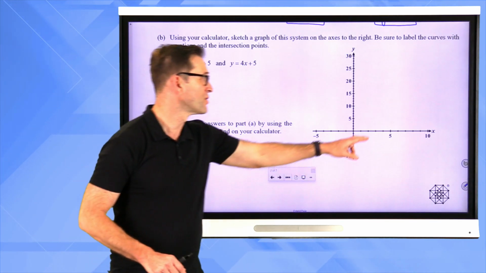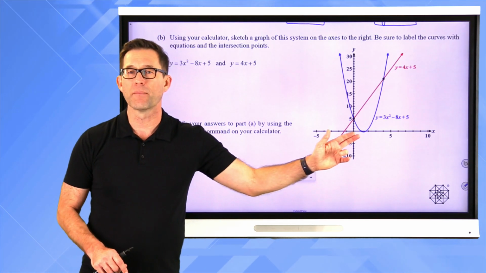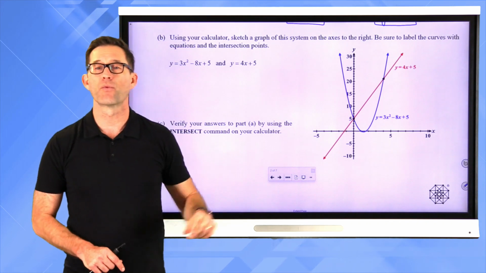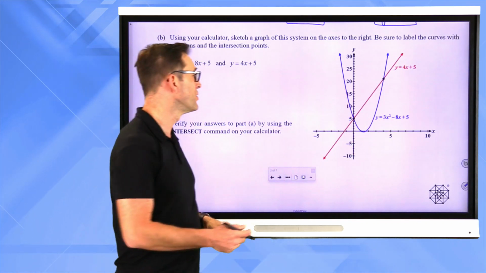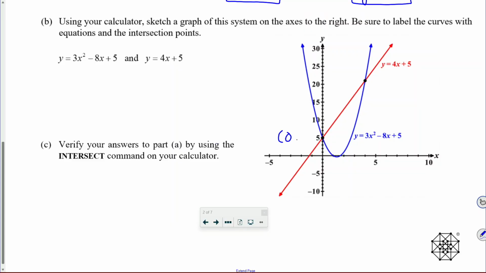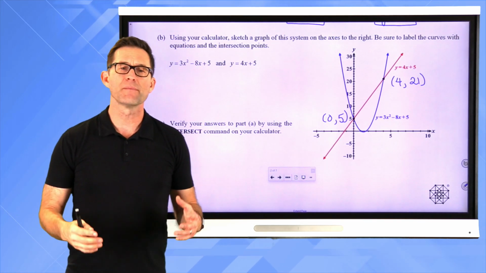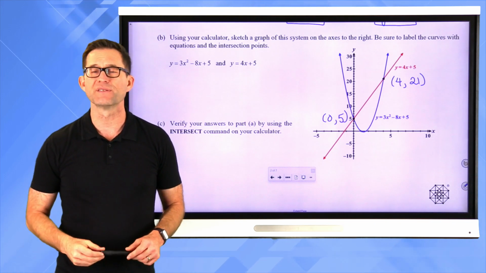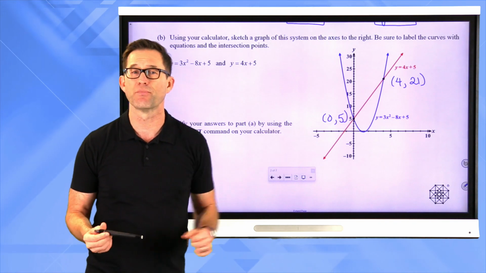Awesome. Well, of course, I've got the magic board that's already kind of doing it for me. Here I've got my parabola in blue, my linear equation in red. I've labeled both of them with their equations. The only thing I need to still do is put their intersection points up. Here's that one at 0, 5. Here's the one at 4, 21. And again, the beautiful thing about modern graphing calculators is that we can now very quickly check to make sure those intersection points are correct.